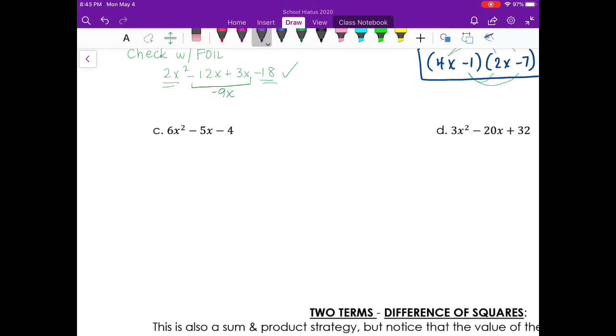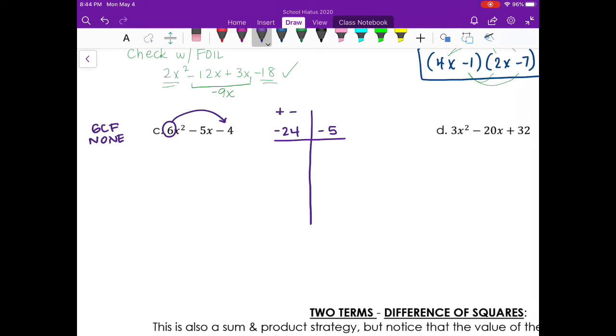On example C, first we'll do our check for our GCF, which there is none. So now we're ready to slide and divide. So we'll take 6 times negative 4, that's negative 24. So we're looking for two things that multiply to negative 24 and add up to negative 5. So we know that the product number is negative, so we're going to have opposite signs.